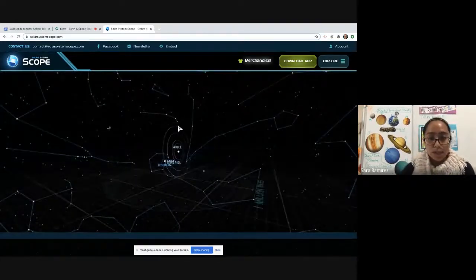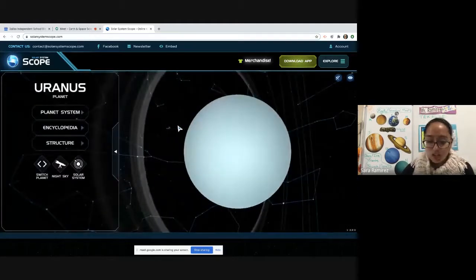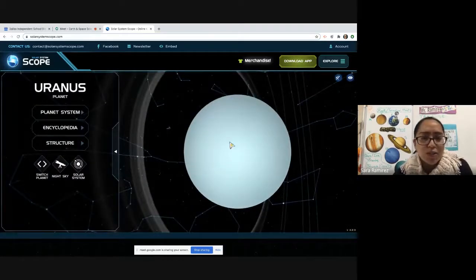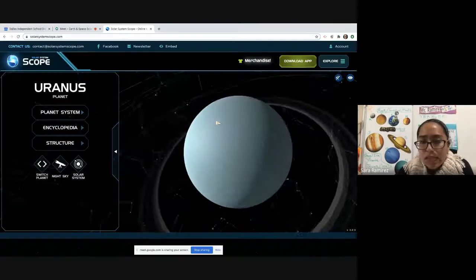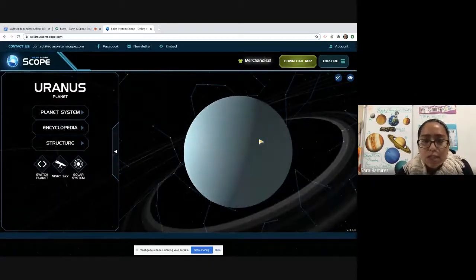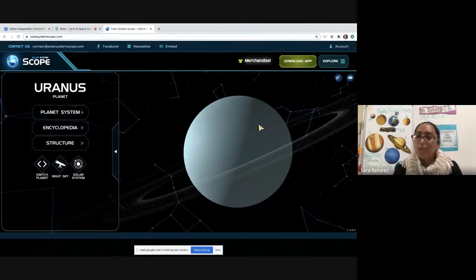Now, this one is also referred to as an ice giant. And this one is also a little weird planet because it actually rotates on its side. So scientists think that at some point in its history, something large must have smacked it and knocked it on its side. And so it kind of rotates like a barrel. And again, it is an ice giant.